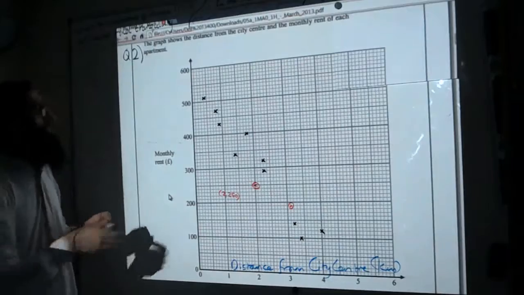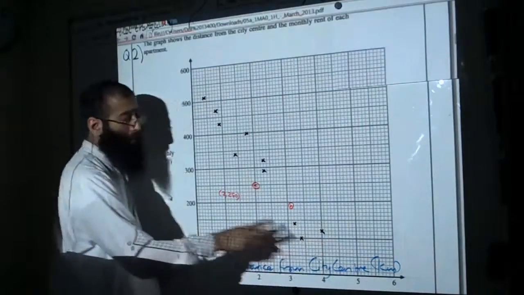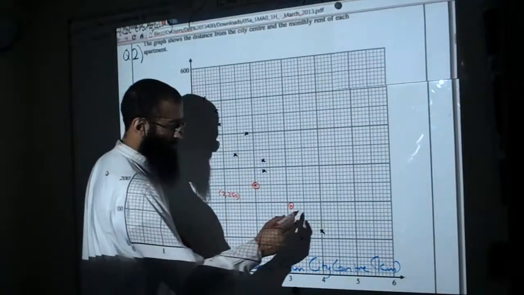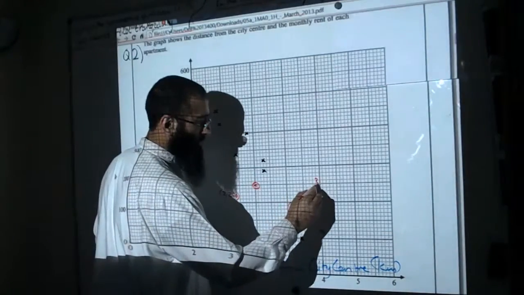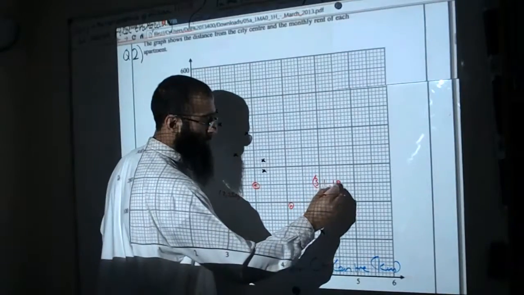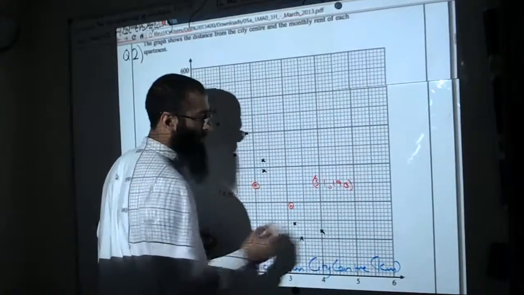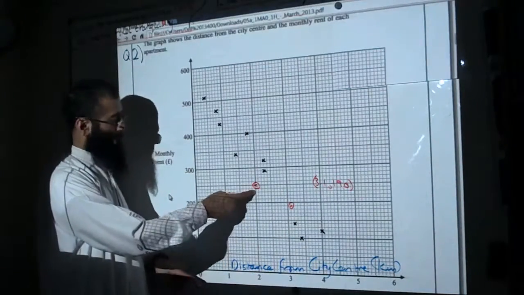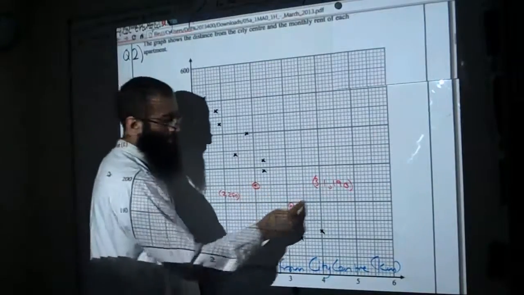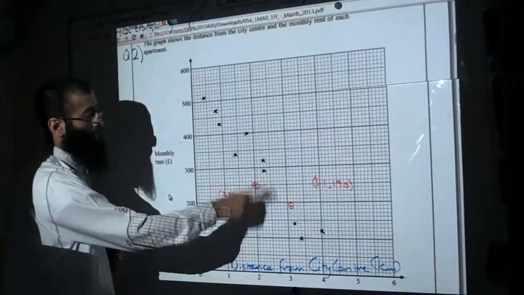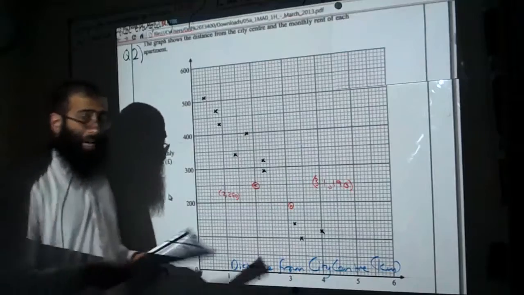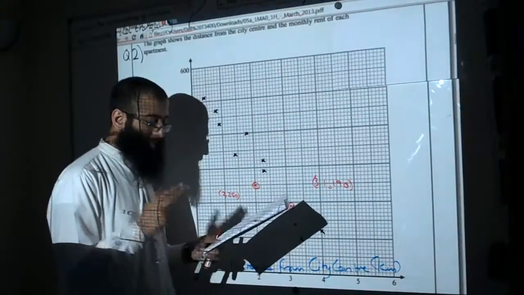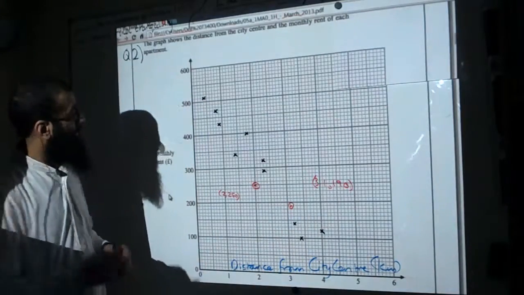Right. So these black points were the points already on there. These 2 points are the points I've just put on there according to the question. It's going to be 2 kilometers and £250, 3 kilometers and £190 for these 2 points. Now the question says, after we plot those 2 points, describe the relationship between the distance from the city centre and the monthly rent. Alright, so let's write down.